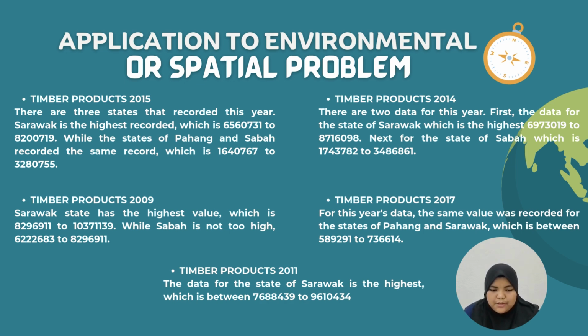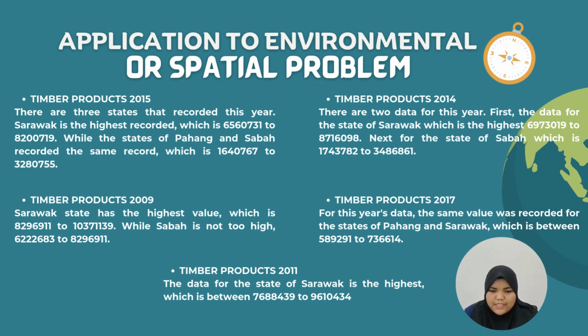Timber product 2009. Sarawak state has the highest value, which is 8296911 to 10371139, while Sabah is not too high, 6222683 to 8296911. Timber product 2040. There are 2 data for this year.